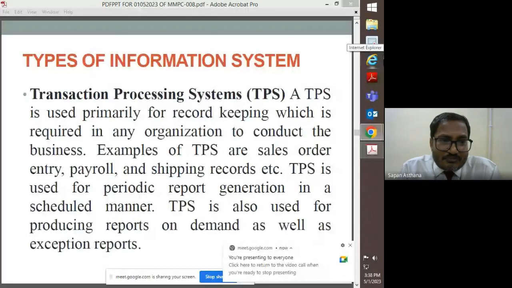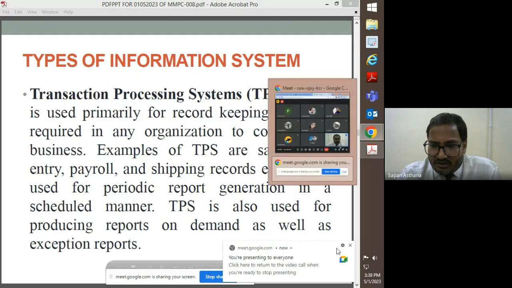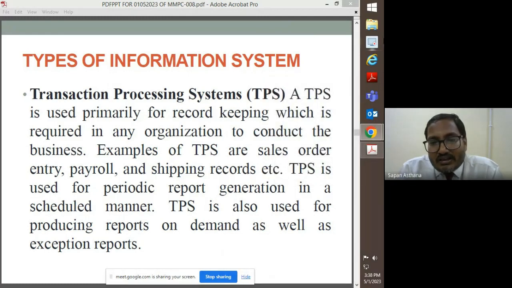Types of information systems. The transaction processing system, a TPS, is used primarily for record keeping, which is required in any organization to conduct business. Examples of the TPS are sales order entry, payroll, and shipping records, etc. TPS is used for periodic report generation in a scheduled manner, and also for producing reports on demand as well as exception reports as per the need of the organization.